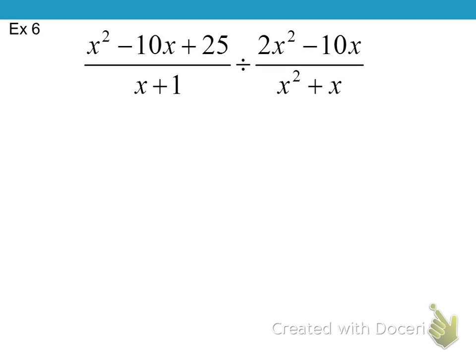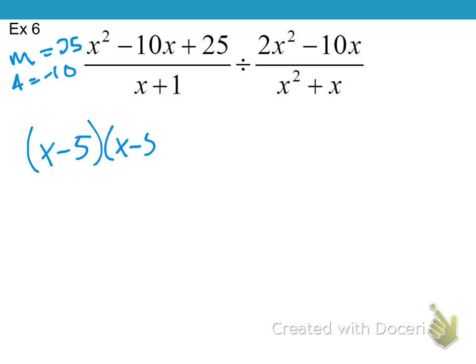All right, let's go to number 6. Can we keep, change, flip, and factor? Do you think we're ready to combine those 2 steps? Okay, so how does the first one factor? Okay, so multiplies to 25 and adds to negative 10. So x minus 5, x minus 5 over x plus 1.